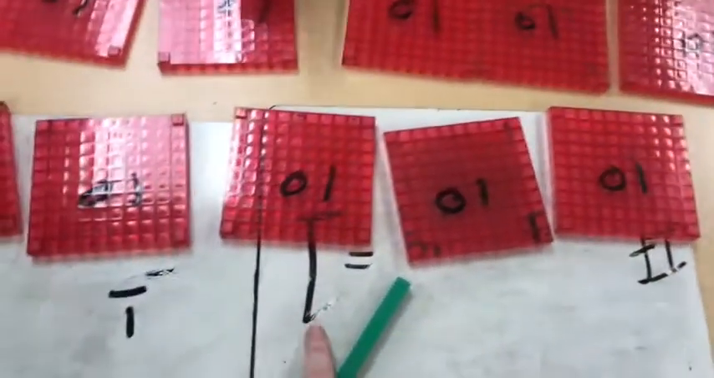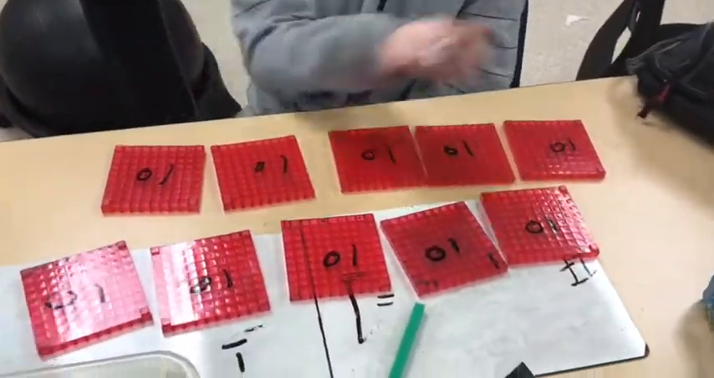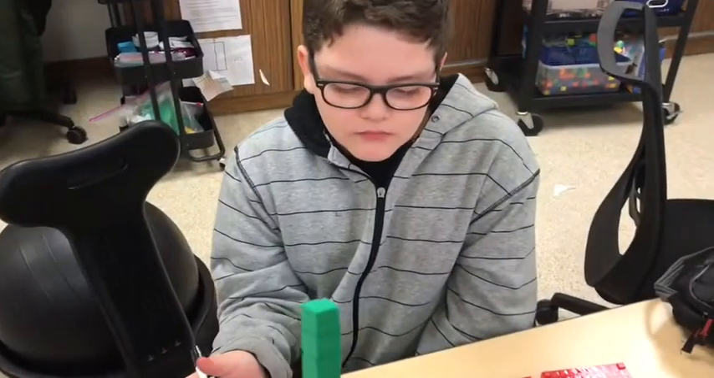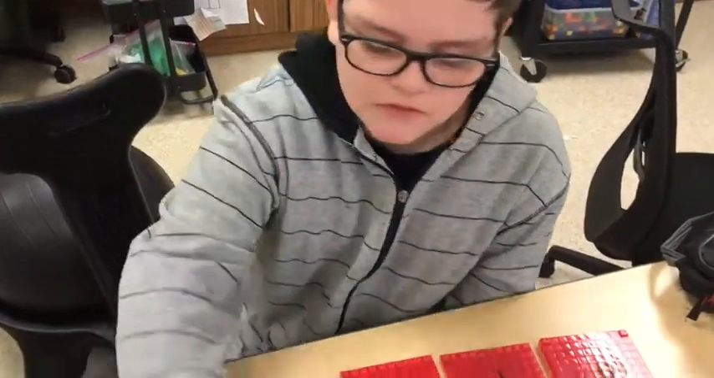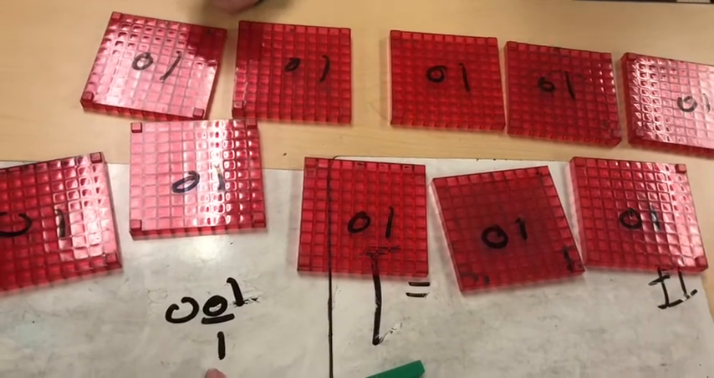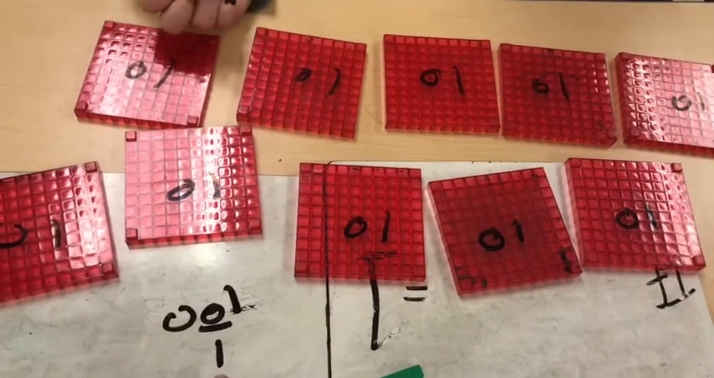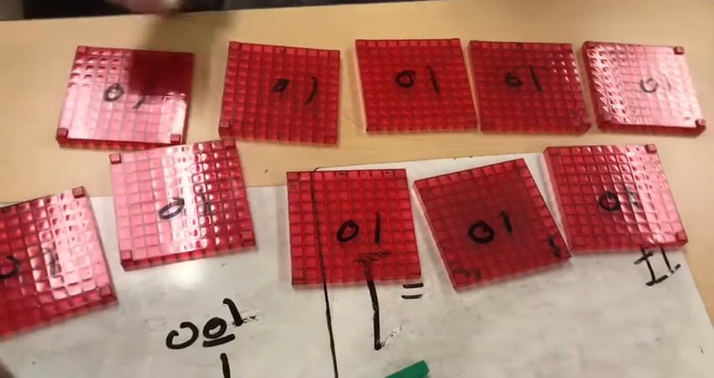All right, so if there's 10 here, 10 of these can fit here. 10, 20, 30, 40, 50, 60, 70, 80, 90, 100. There's 100. Okay, so that means this piece is 1 out of 100 that makes the whole, right? So 1 out of 100. 100th. How do you write that as a decimal?